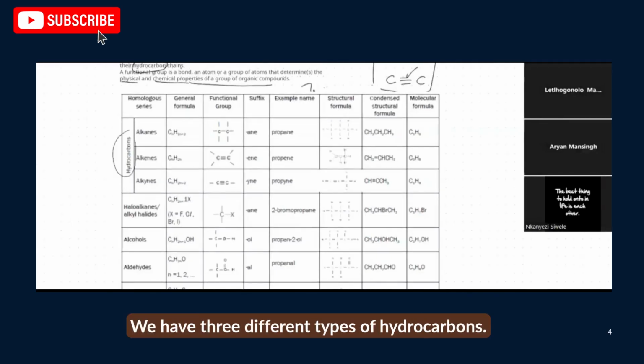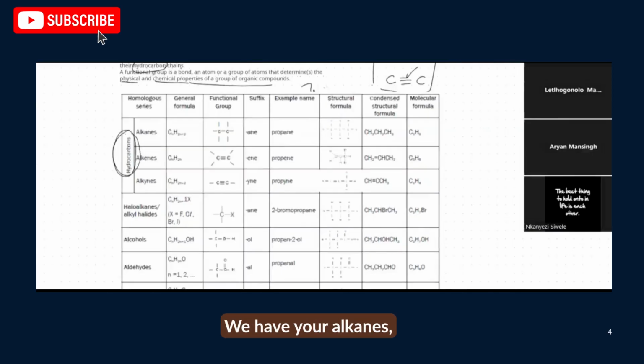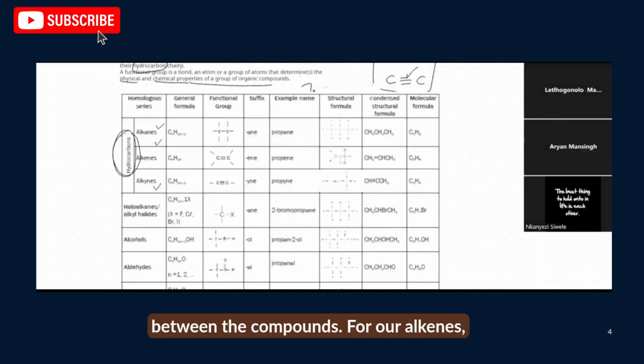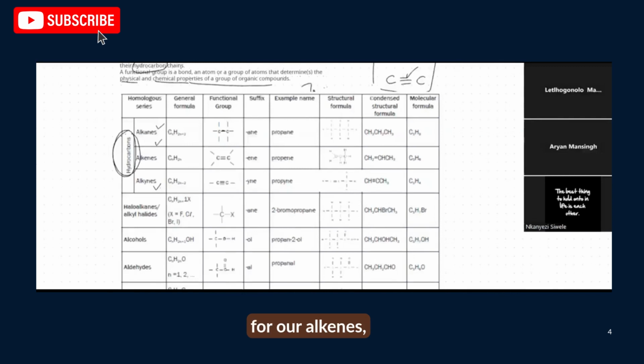We have 3 different types of hydrocarbons. We have your alkanes, your alkenes, and your alkynes. The difference between all of these is the amount of bonding that we have between the carbons. For our alkanes, we have a single. For our alkenes, we have a double. And for our alkynes, we have a triple bond. Again, for IB, the alkynes, you won't find much of them, but the alkanes and the alkenes, you'll definitely find a lot of them.